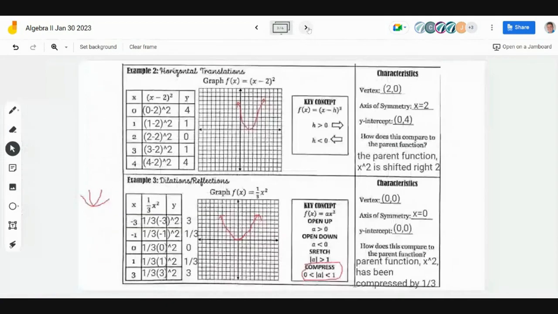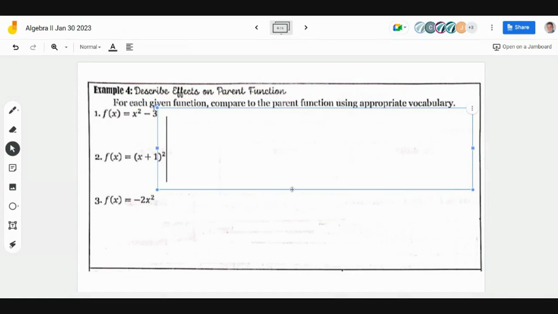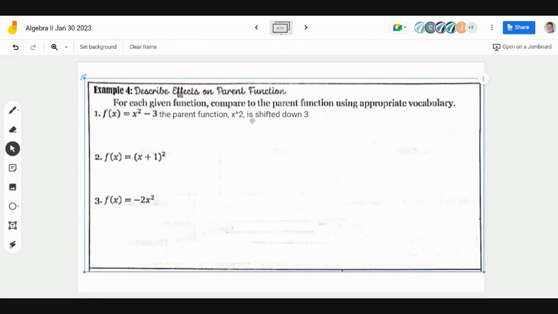So let's say what's going to happen here. The parent function, x squared, is shifted down 3. Right? So what happens with that. After the x squared, minus 3 means it shifted down 3.